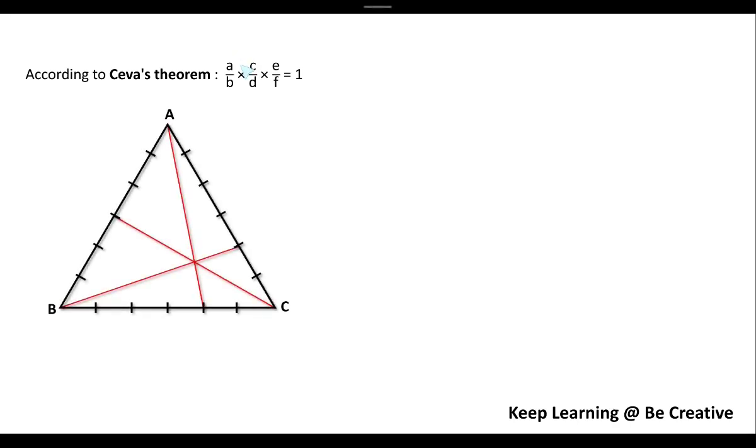What do we mean by A, B and C, D and E, F? Here let's see. If it is a triangle and these cevians are drawn which are dividing the respective sides in the ratio A is to B, C is to D and E is to F, then the product of these ratios comes out to be 1.